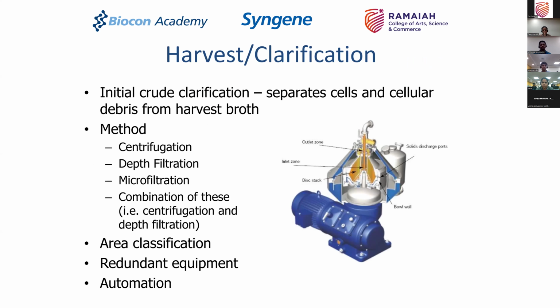Now we come to the harvest or the clarification, referred to as harvest because you are taking the fermenter and clarifying it. So it's called harvesting of a fermenter, a term that you will come across in biomanufacturing very often. What is your harvesting cycle? That's what people will ask you as a question. And harvesting is nothing but the separation of the cells from the cellular debris and from the harvest growth. So the method is centrifugation, depth filtration, microfiltration, or a combination of these.